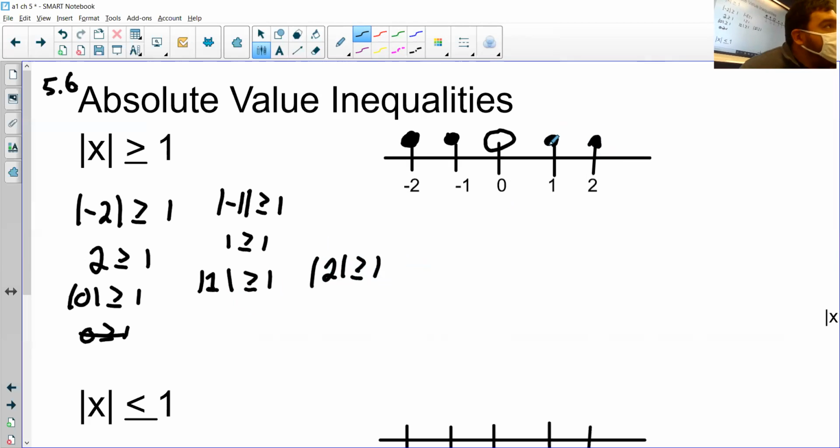So I notice at exactly 1 it works. Something bigger than 1 like 2, something bigger than 2 would probably work like 3, 4, 5. So I'm going to make an arrow going this way, maybe shade it in. But also my negatives work. -1, -2 works, we could assume -3 works, and we could keep going this way. It doesn't matter if it's messy or not.